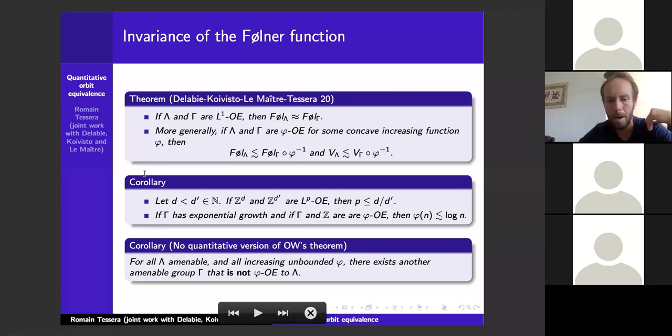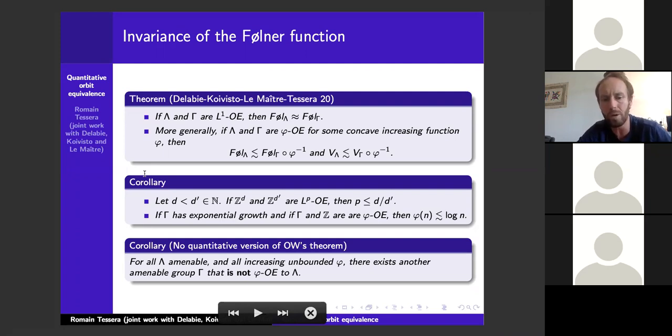Okay. Also, if one has exponential growth and the other one is Z, for instance, then we have this logarithmic bound. So you cannot have a coupling which has a better integrability condition than logarithmic, which is weak. Okay.